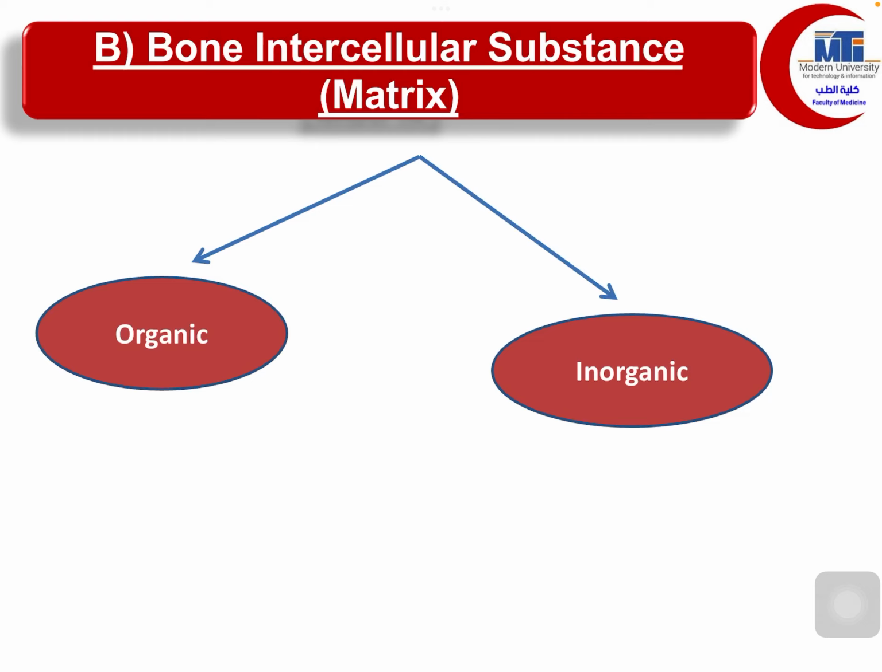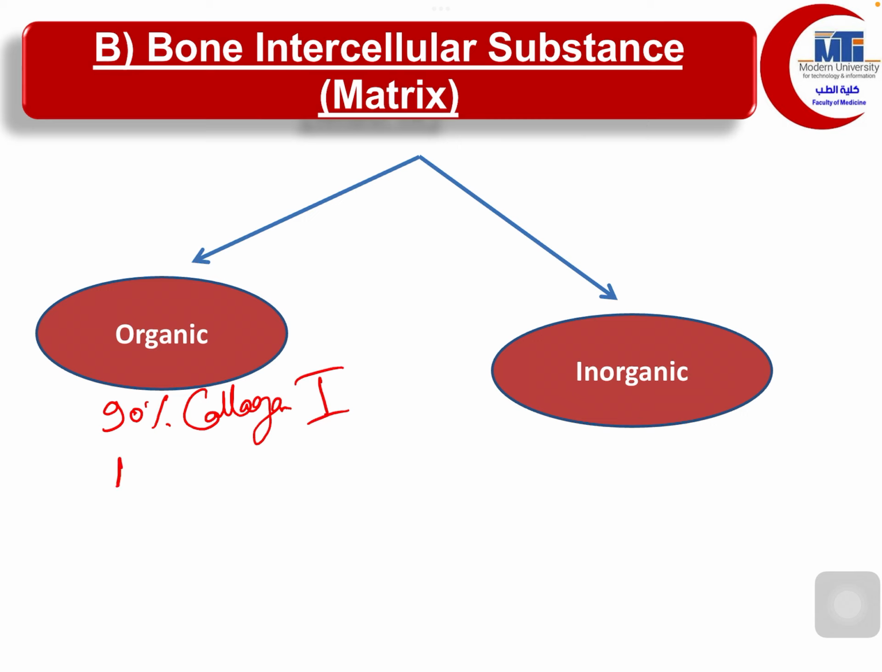Now we can divide the bone matrix into two major categories, either organic or inorganic. The organic part, 90% of the organic part is formed of collagen, but in the bone tissue here it's collagen type 1. If you remember, the matrix of the cartilage tissue contains mainly collagen type 2, but the matrix of the bone tissue is formed mainly of collagen type 1, as it is more resistant to pressure and stress.